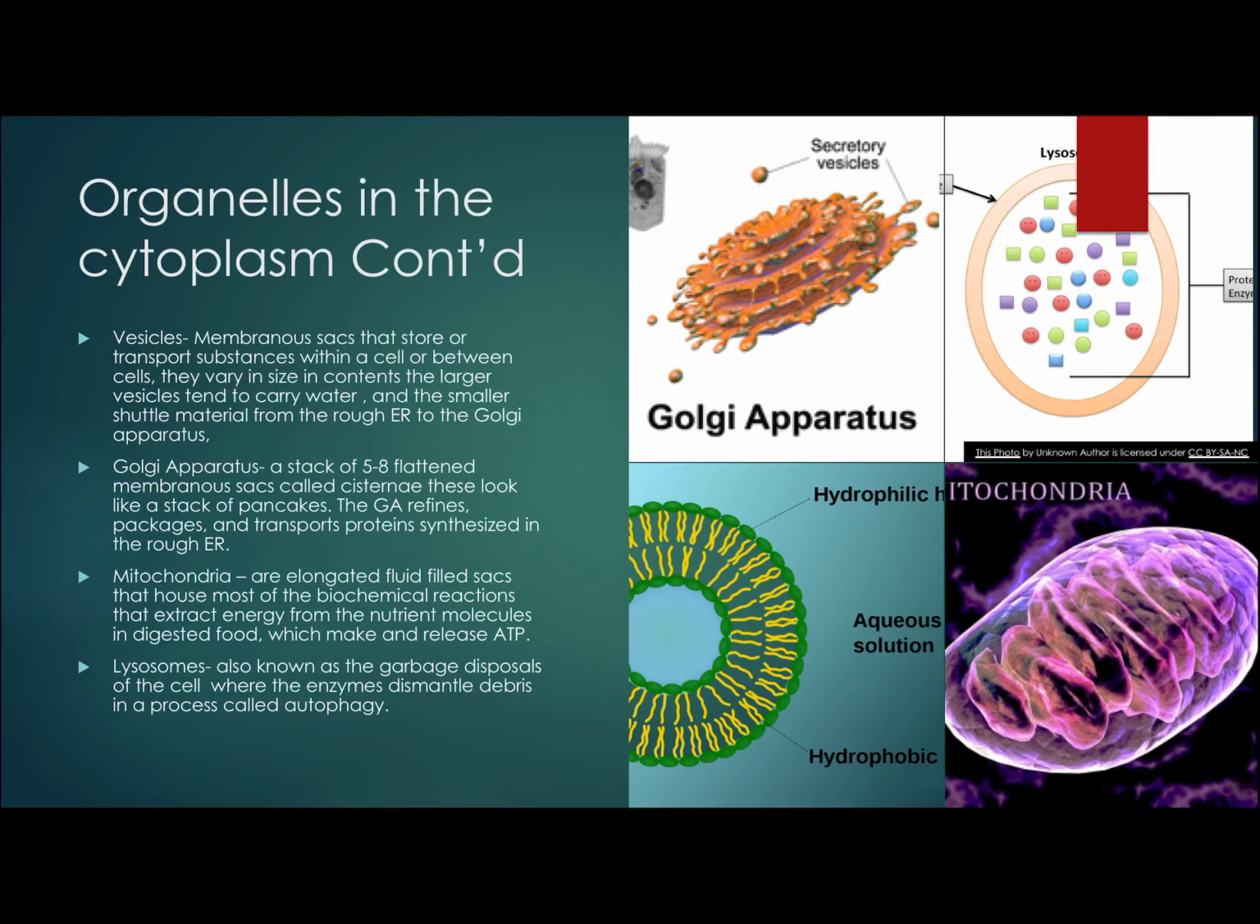The mitochondria, which we all know is the powerhouse of the cell. It helps give the cell energy from the food that's digested and goes through a process to make and release ATP. There are lysosomes, which are also known as garbage disposals. They get rid of all the debris out of the cell.